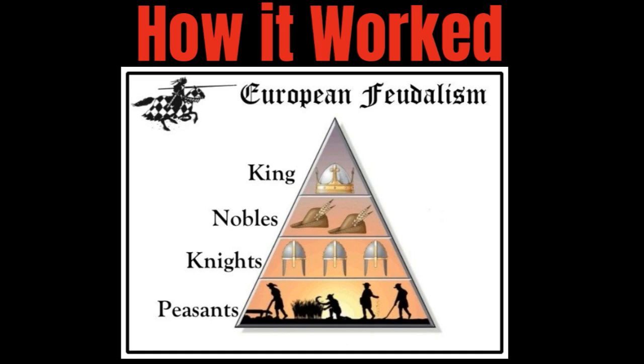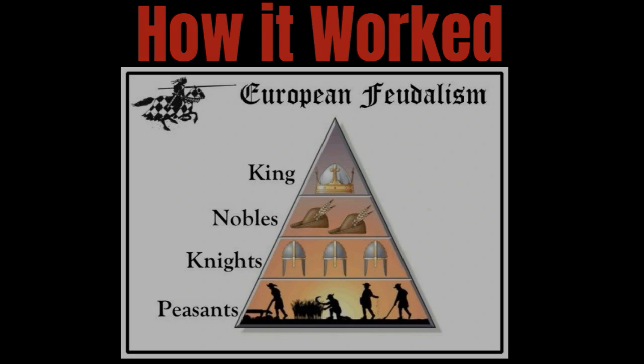The concept of feudalism can be condensed into the theory of a pyramid. In this pyramid, the king or monarch resides on top, followed by the nobles, then the knights, and finally on the bottom is the peasants.